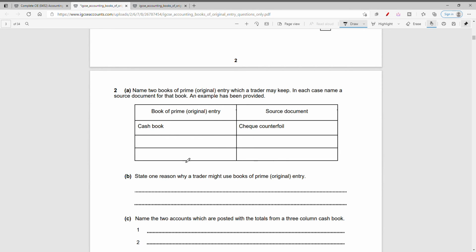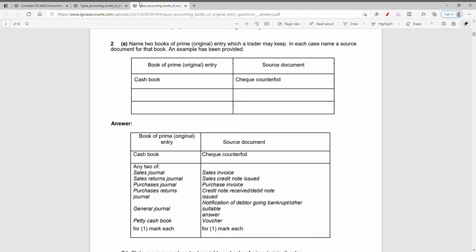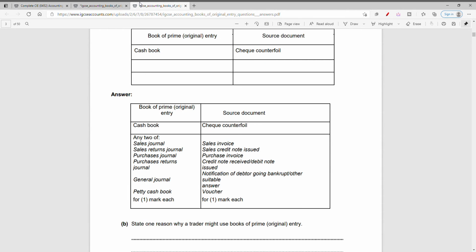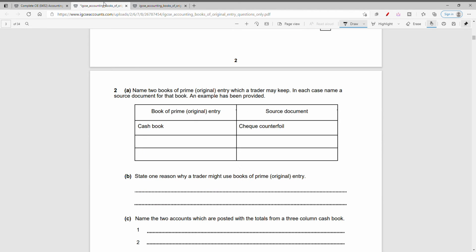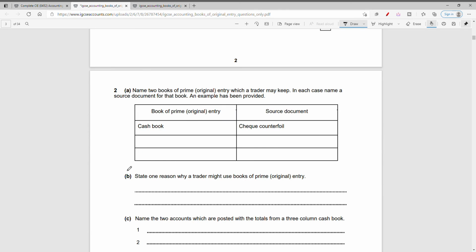Now we're finally coming to the questions where we write. Name two books of prime entry which the trader may keep, and the name of the source document of that book. We have many books of prime entry that we can choose from, a wide variety. You can choose from a sales journal, a sales returns journal, a purchases journal, and many more. So what would the source document be? For a sales journal, the source document would be a sales invoice. For a sales returns journal, it would be a credit note, a sales credit note. You can also write petty cash book here, and the source document would be a voucher. So you can write any of those I just named.